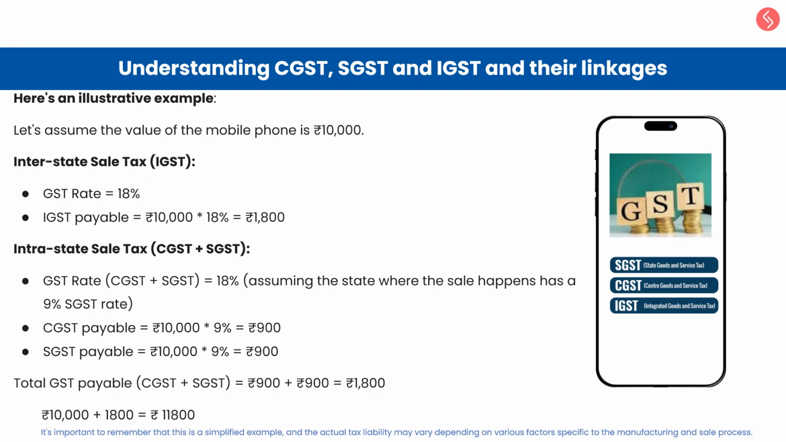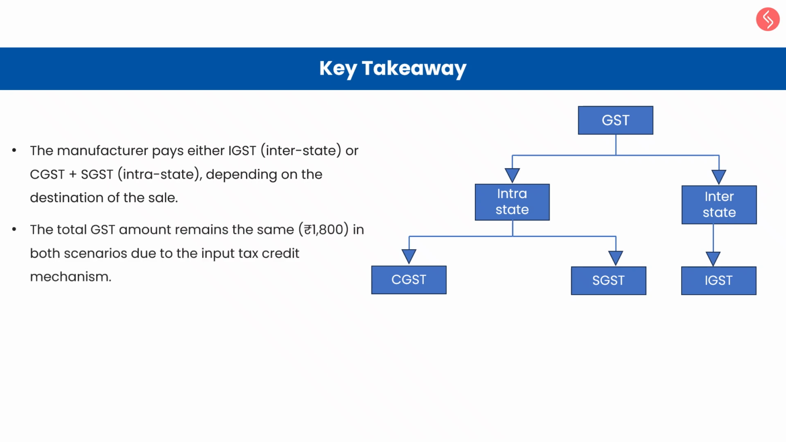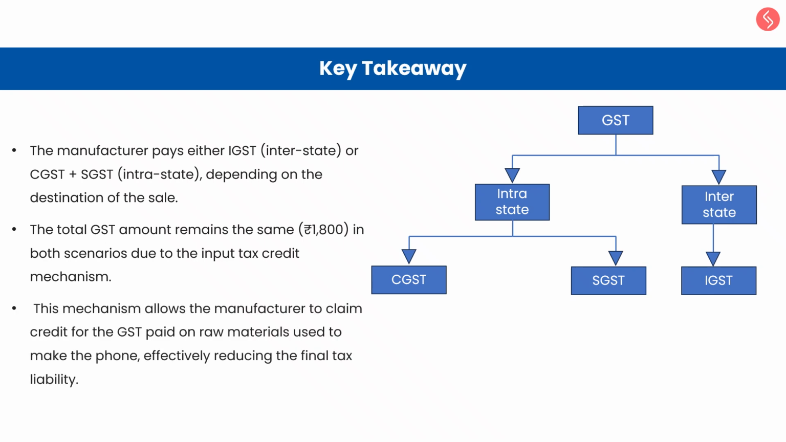It's important to remember that this is a simplified example, and the actual tax liability may vary depending on various factors specific to the manufacturing and sale process. The manufacturer pays either IGST (interstate) or CGST plus SGST (intrastate), depending on the destination of the sale. The total GST amount remains the same, 1,800 rupees, in both scenarios due to the input tax credit mechanism. This mechanism allows the manufacturer to claim credit for the GST paid on raw materials used to make the phone, effectively reducing the final tax liability.